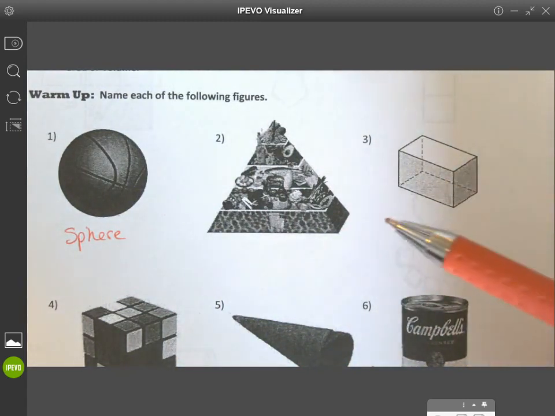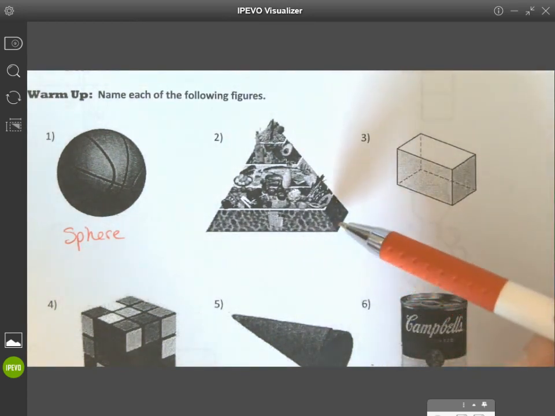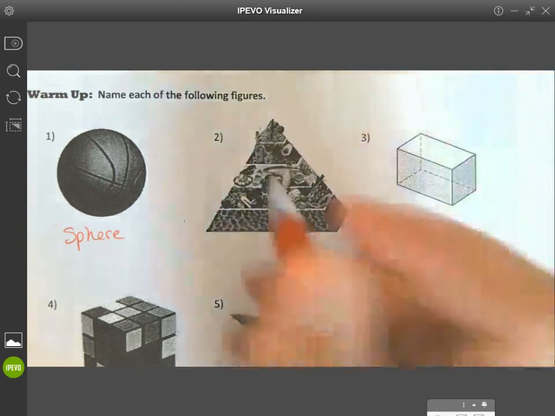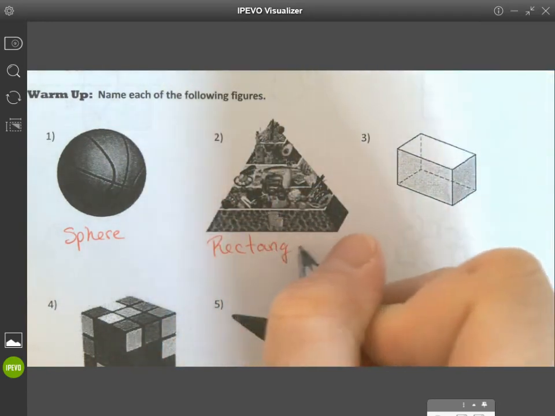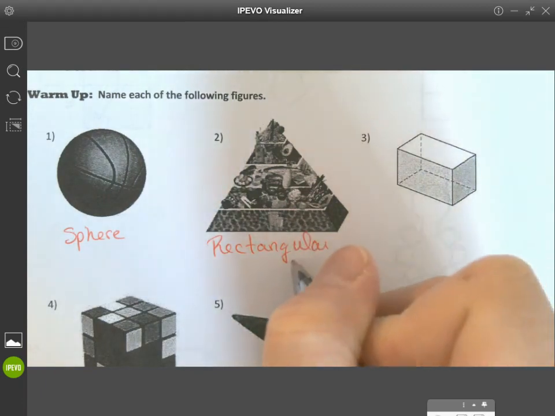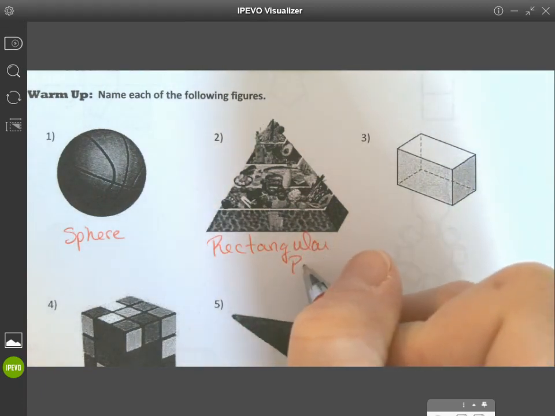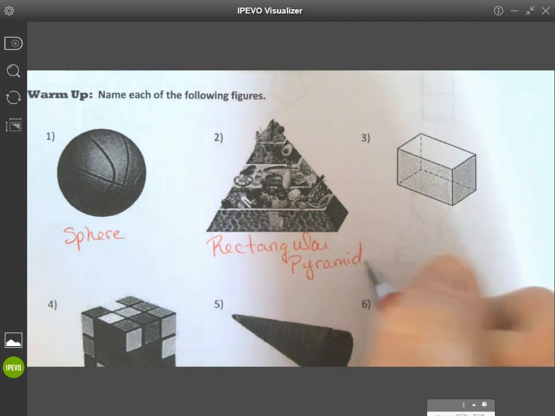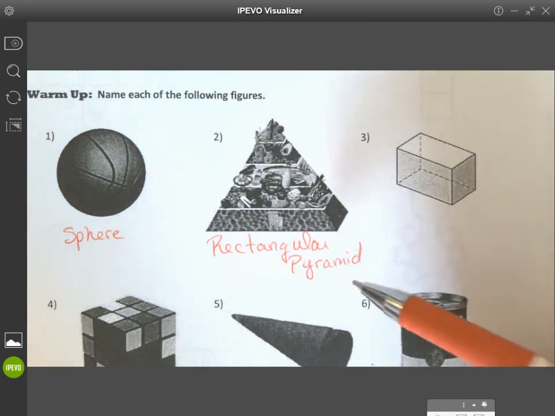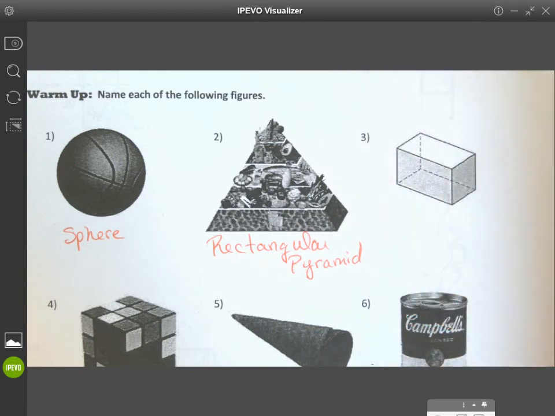All right. Now, I can't tell if this is a square bottom because I don't see the dimensions. So I'm going to play it safe and call it a rectangular what? We're on the next one. It is a rectangular pyramid. Why is it a pyramid and not a prism? Well, it could be a square, but we don't have the dimensions. So I'm calling it rectangular. But why is it a pyramid and not a prism?